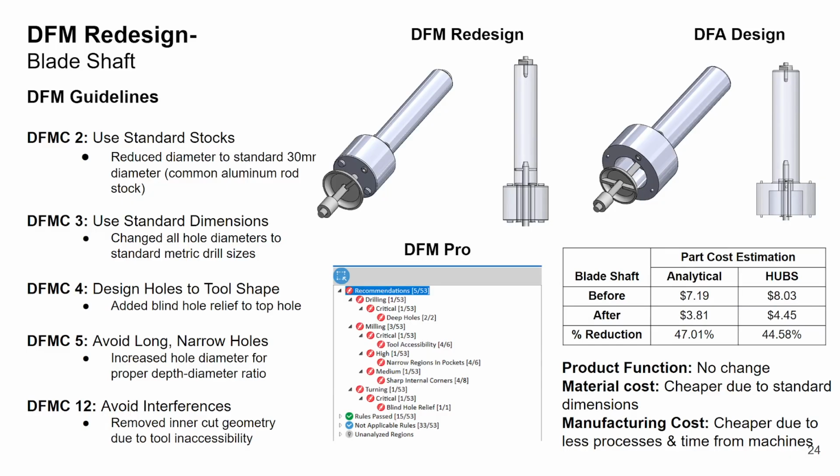So for the blade shaft, we first decided to use standard stocks and dimensions to make things more accessible and common. And we also designed the holes to tool shape and avoided long and narrow ones. So when you look over at the estimation, before any changes, the amount was roughly $7 to $8 per part, and after, it was about $3 to $4 a part, causing a reduction of about 45%. Now, the product function has no change, but the cost is cheaper due to standard dimensions, and the manufacturing cost is cheaper due to less processes and times.